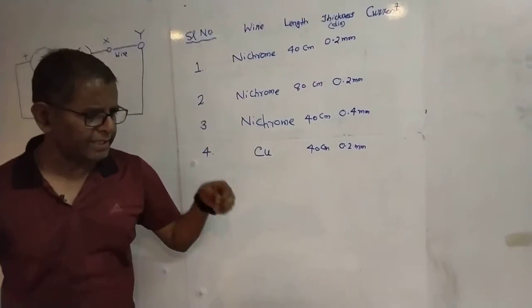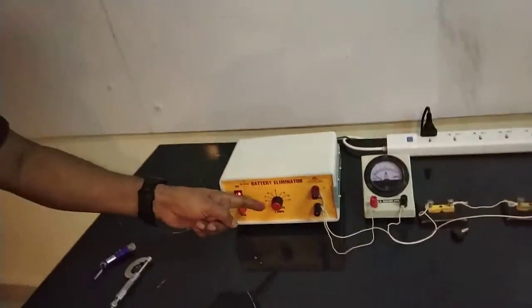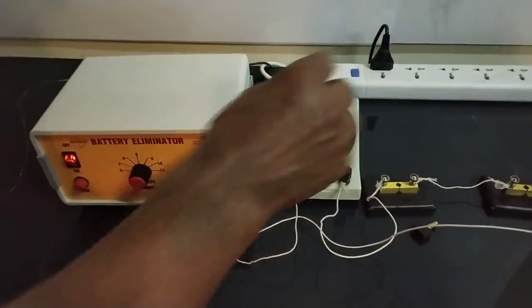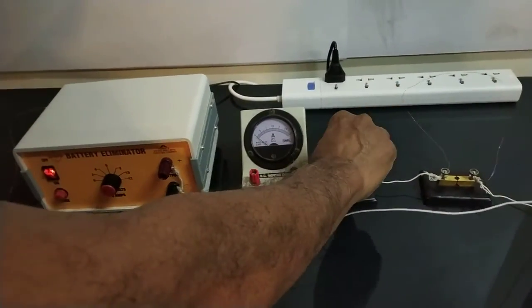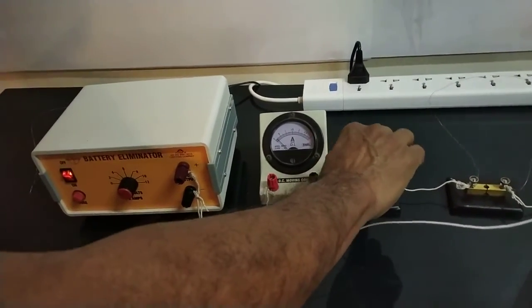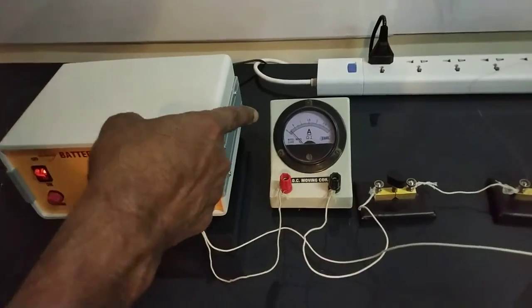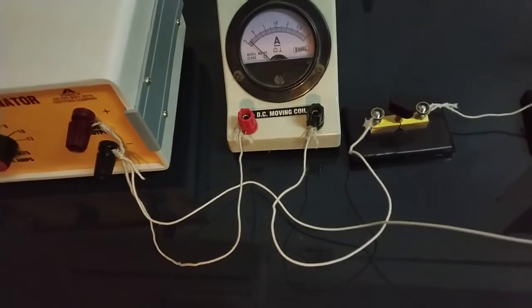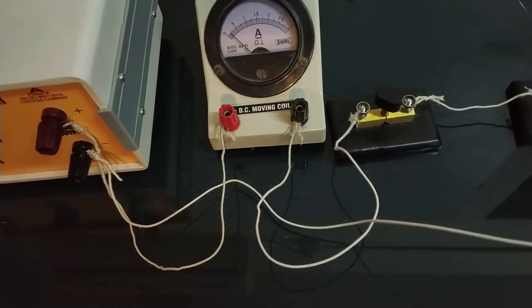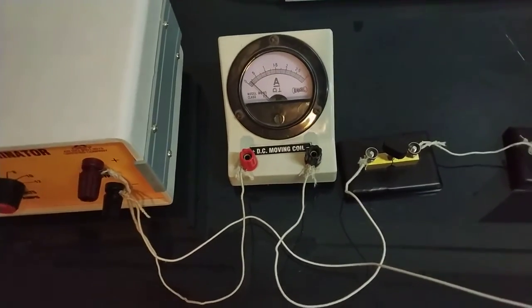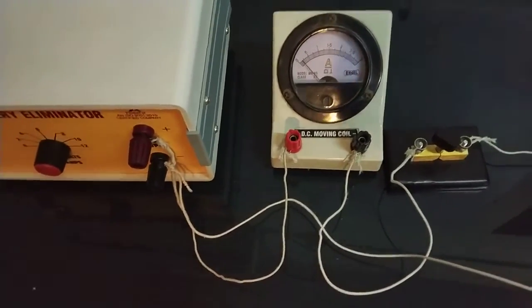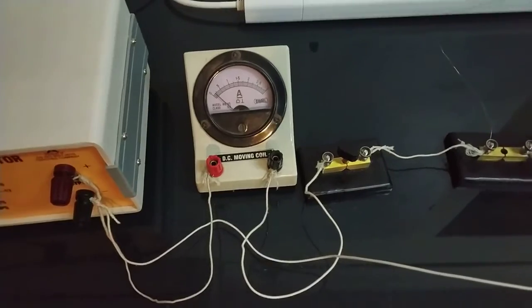So let us start. So here we go. Voltage selected is 2 volt, and now I push the key in. Now you see the meter reading is 0.15. So I will note down this reading, 0.15 ampere.